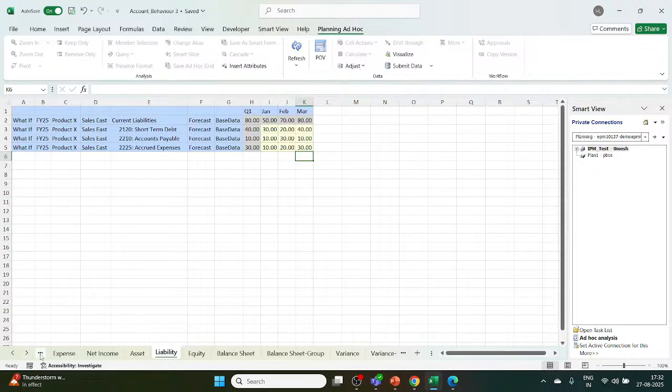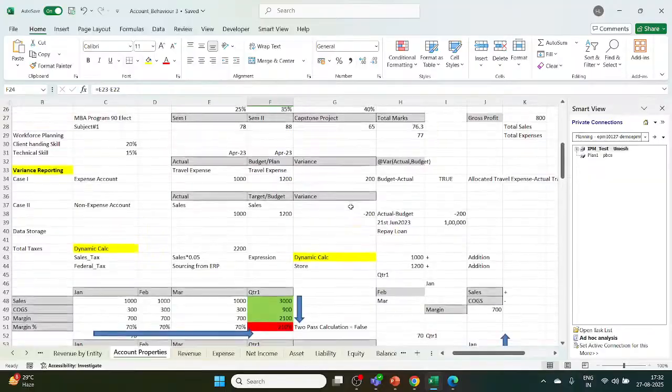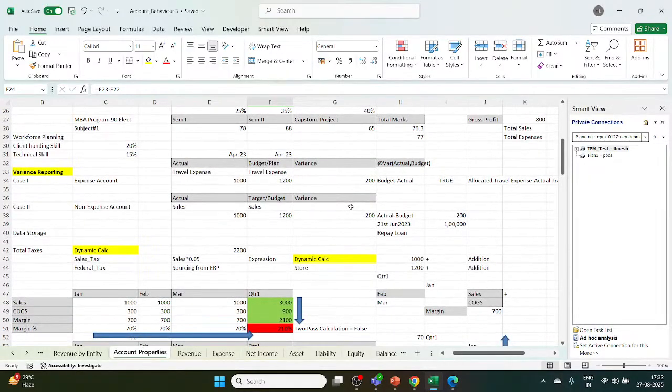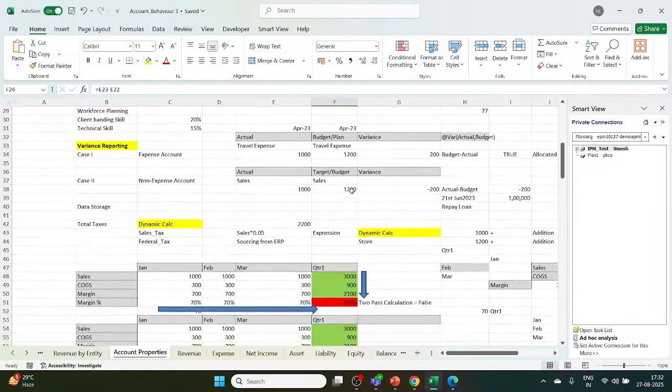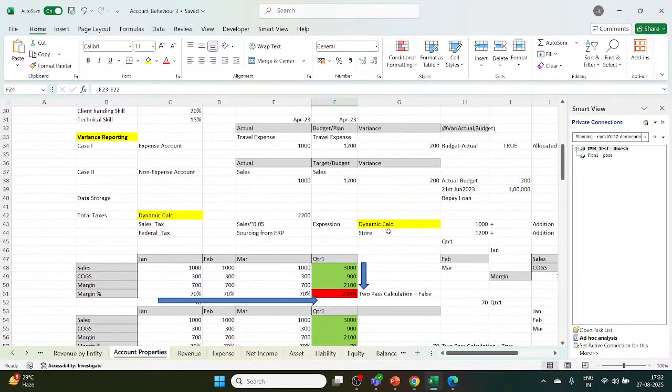So here we will understand the topic. I will move to the topic here. Yeah, so dynamic calc. We know the store property. Store is generally used for the purpose of loading data, for entering data. But the dynamic calc is quite different here, like the total taxes here.